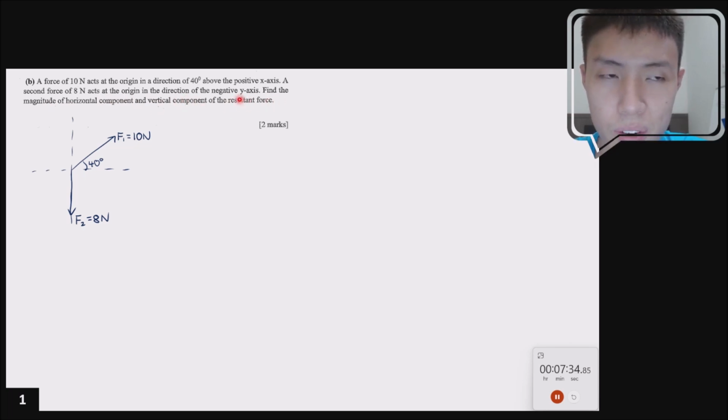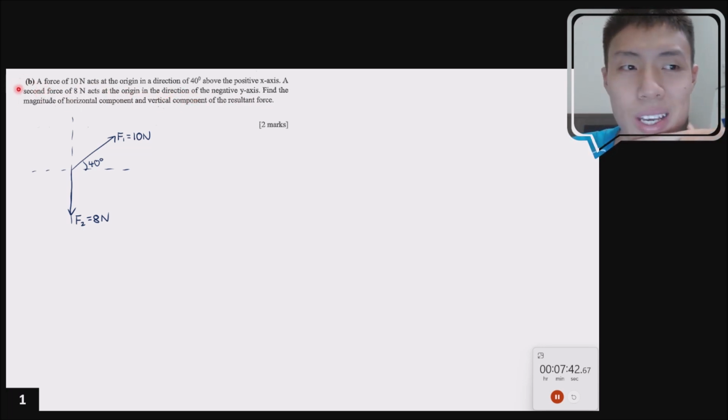A second force of 8 Newton is acting at the origin in the direction of the negative y-axis. Negative y-axis is pointing downward. So this one we call F2. F2 is 8 Newton, pointing in the direction of negative y, so that's downward. Now they ask you to find the magnitude of the horizontal component and the vertical component of the resultant force. Oh, interesting. They ask for the magnitude of the horizontal and vertical components. I assume they only want the value.